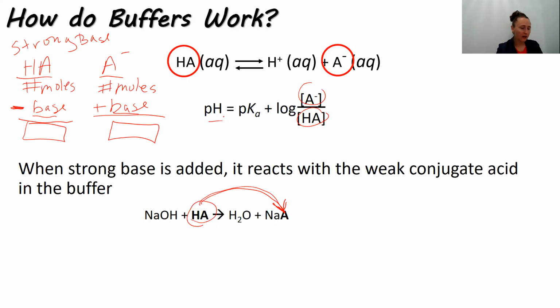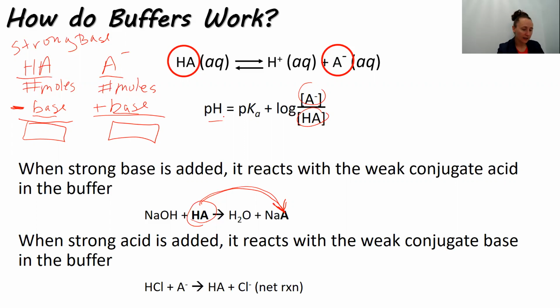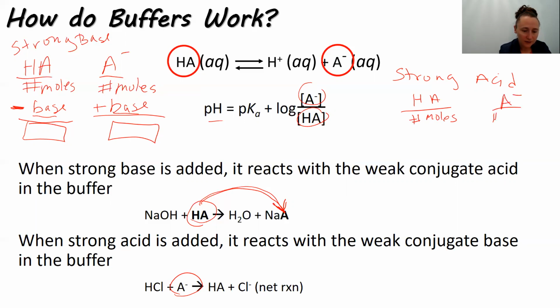The same thing if you add a strong acid, except the strong acid will react with the conjugate base. So in your buffer, you have HA and A minus. So if you add the acid, the base has to take care of it. So when you do strong acid, and you're starting with your buffer, you have some amount of HA in your buffer, and you have some amount of A minus in your buffer.